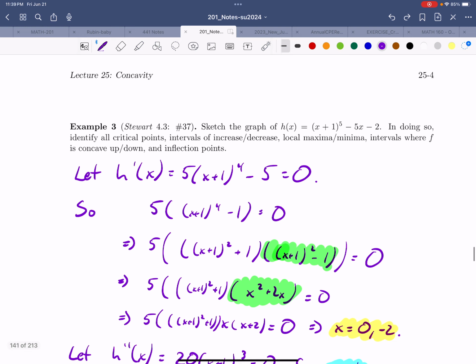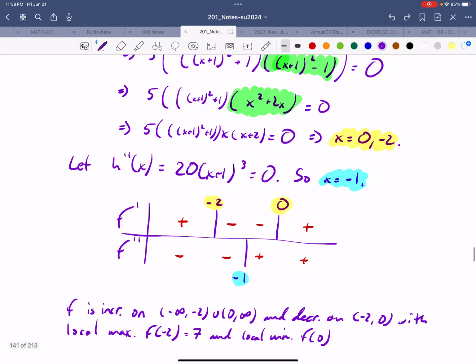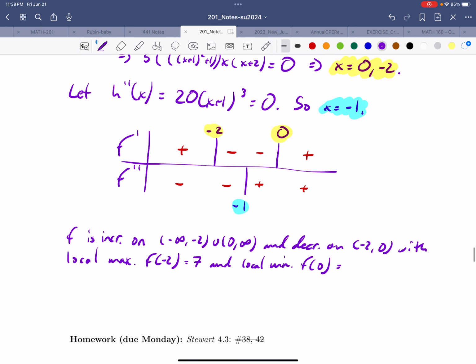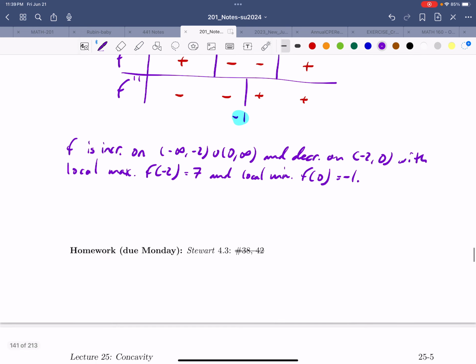What's f of 0 going to be? 1 minus 2? Negative 1? Right. So baked in there are our critical points, right?